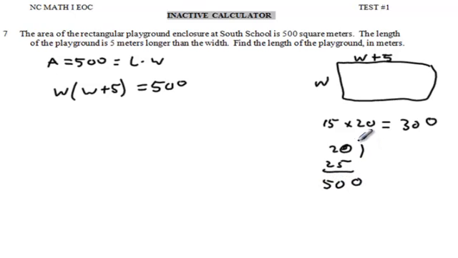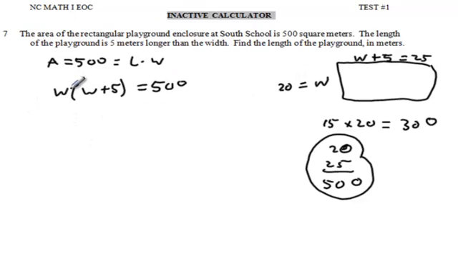Which means the dimensions of this rectangle are 20 and 25. So of course the width must be 20 and the length must be 25. So the length of this playground is 25.